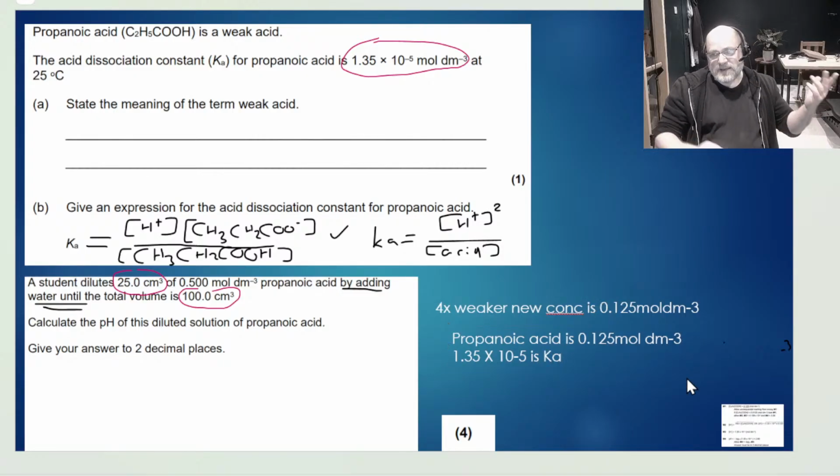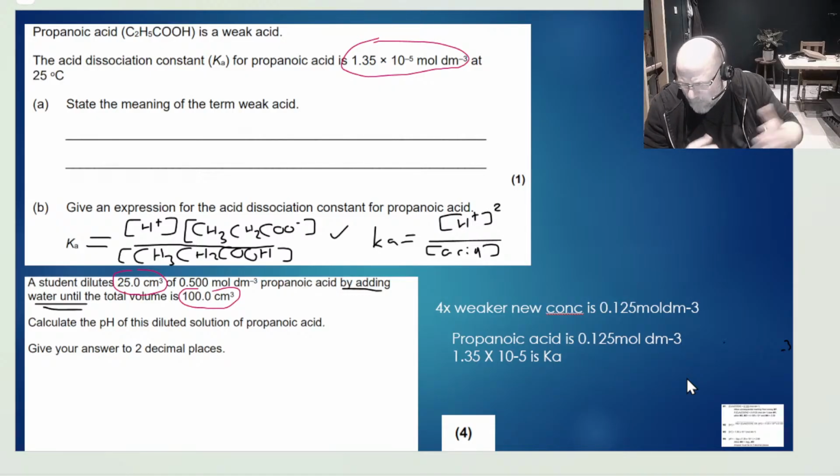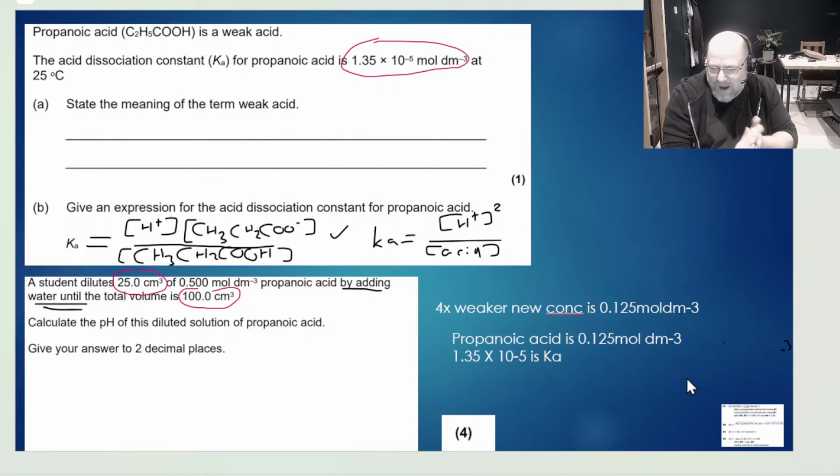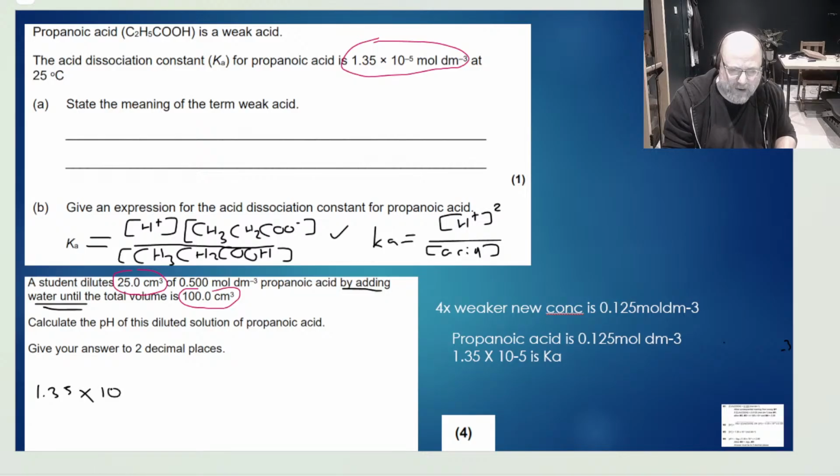At this particular temperature. And you've got a pH of 2.9. Sounds good. That sounds like an acid. Sounds like an acid. And 2 dp. Sounds pretty good. So what you want to do is you want to go 1.35 times 10 to the minus 5. Let's double check that if anyone else can work that out.